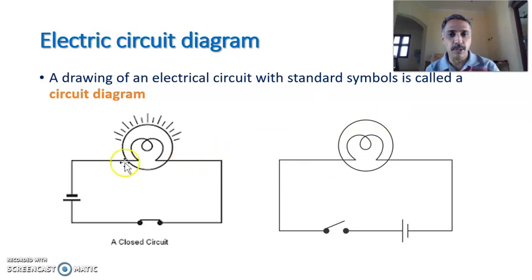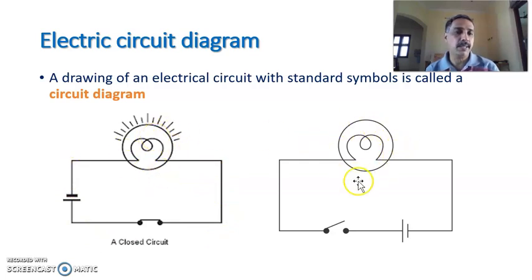Here we have shown the symbol for an electric bulb, and this is the symbol for the switch, which is in the closed position since it is connected. Since the two dots are connected, this is called the closed position of the switch, and this is the battery or the cell. The longer line represents the positive, and the shorter line represents the negative terminal of the battery. As a result, current flows through the closed circuit, and the bulb glows.